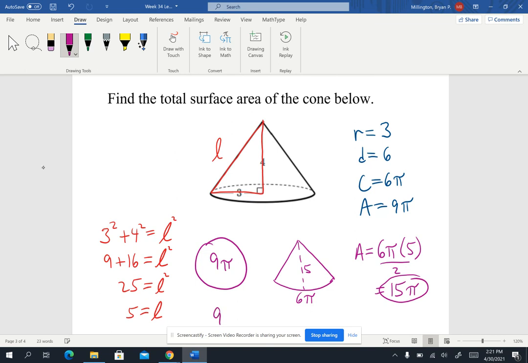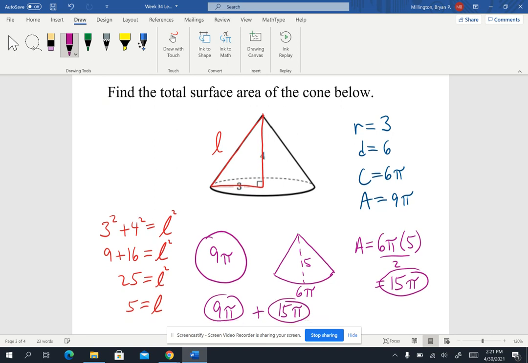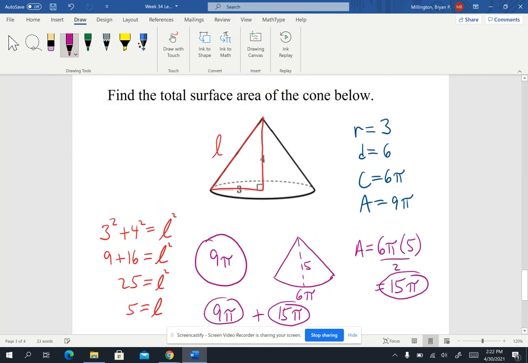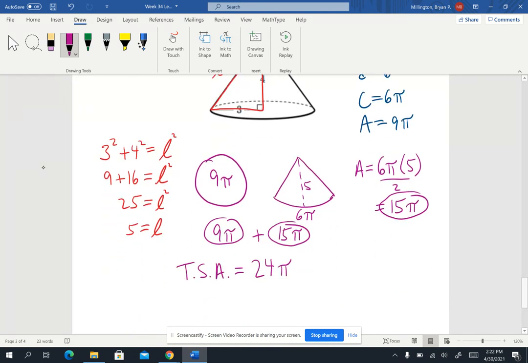So I've got 9 pi from the circle plus 15 pi from the lateral part of the cone. So my total surface area, 9 pi plus 15 pi, would be 24 pi. Did we have any units on this one? We didn't have any units given to us, so we're just going to say units squared.